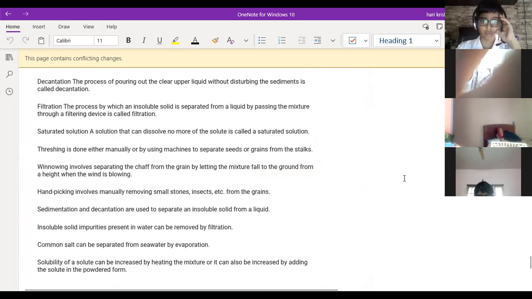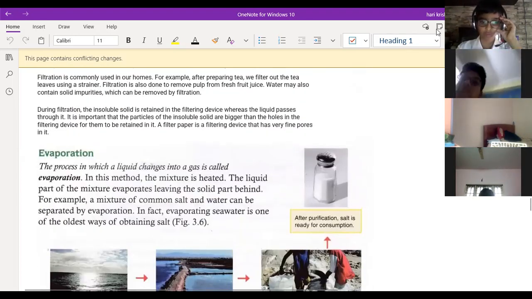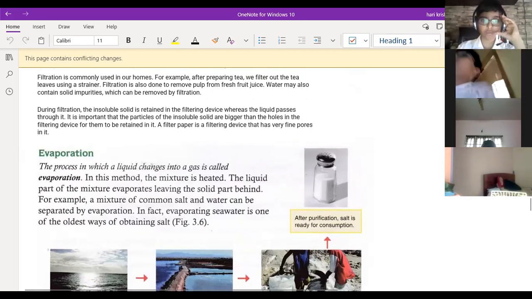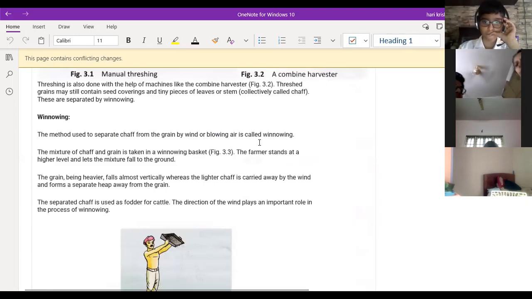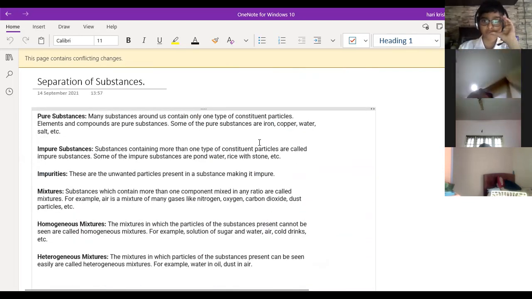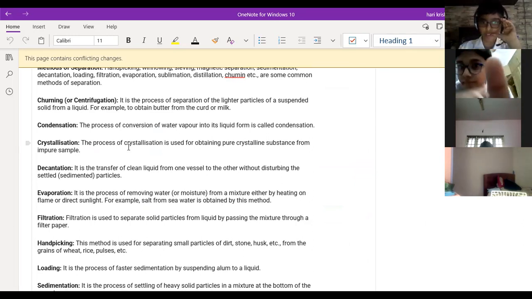Any other thing? See, condensation means what? Sir, conversion of water vapor into the liquid form is called condensation. What is condensation? Sir, water vapor to the liquid state. Converting from water vapor into the liquid state is called condensation.